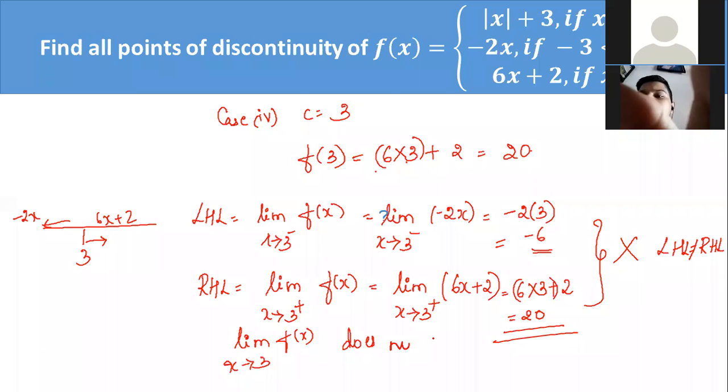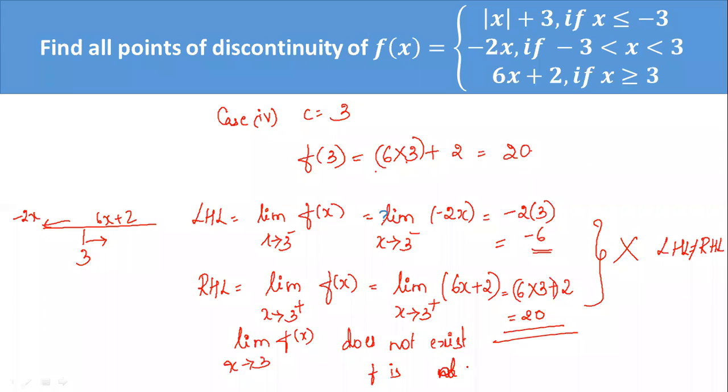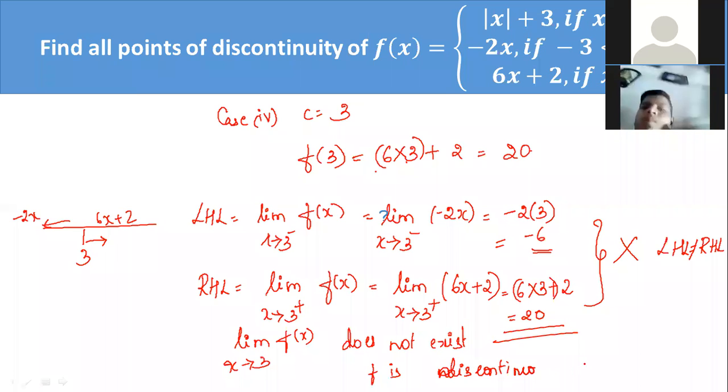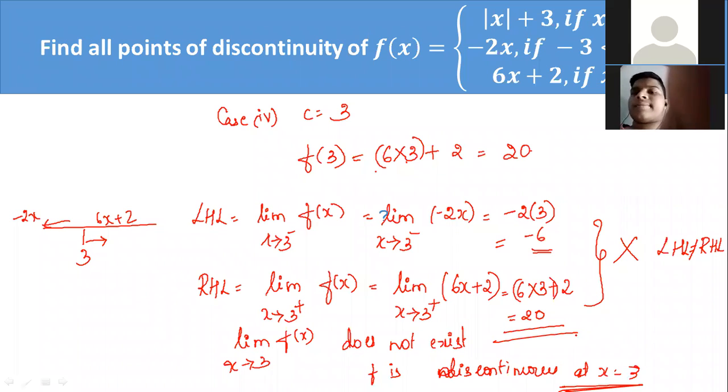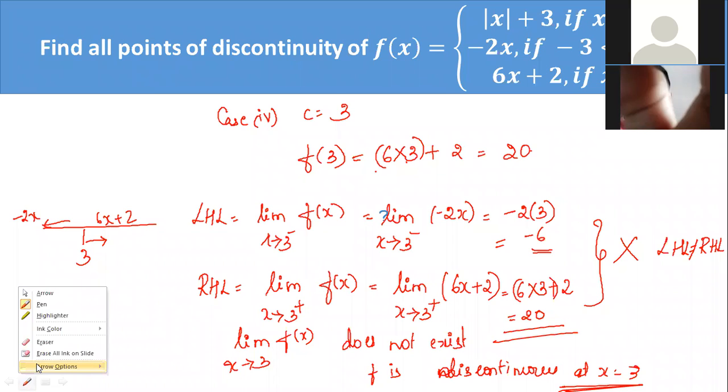Okay, does not exist. So what does that mean, students? F is discontinuous. It is discontinuous at x equal to 3. F is discontinuous at x equal to 3. You can take a screenshot. Okay, fine. So can we move on? Have you taken the screenshot? Okay, next.